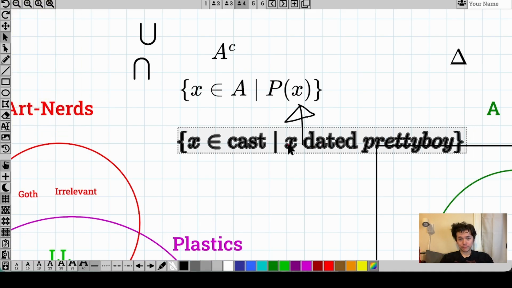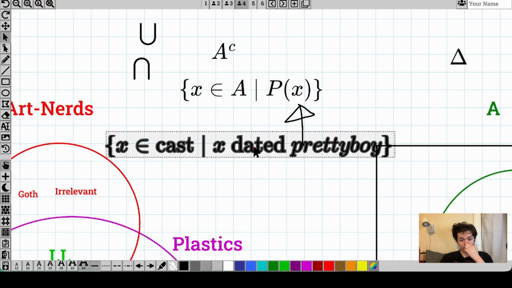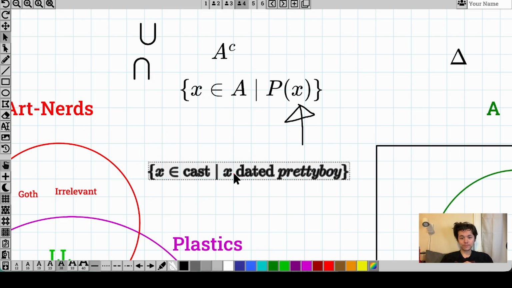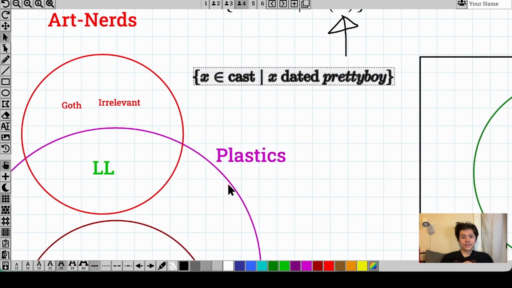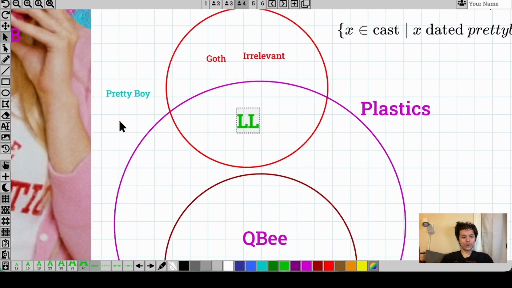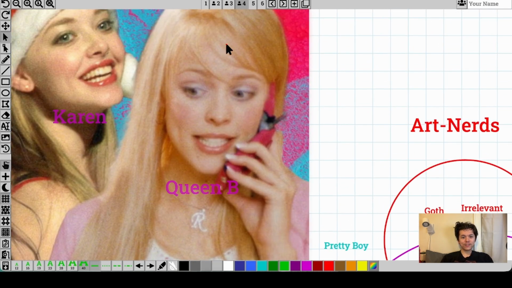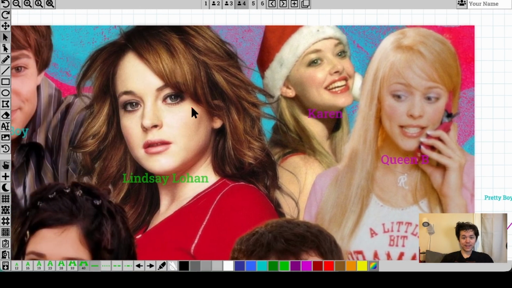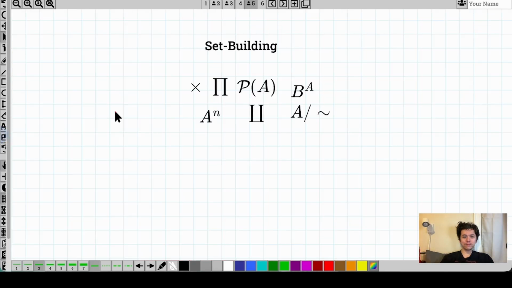Not perfectly written, but here we go. X dated pretty boy. Let's make it a little smaller so it's easier to see. And this set is exactly Queen Bee and Lindsay Lohan. Now Queen Bee, she looks kind of mean, a little intense, and this is our protagonist. And so you get a little conflict because Queen Bee used to date Pretty Boy.